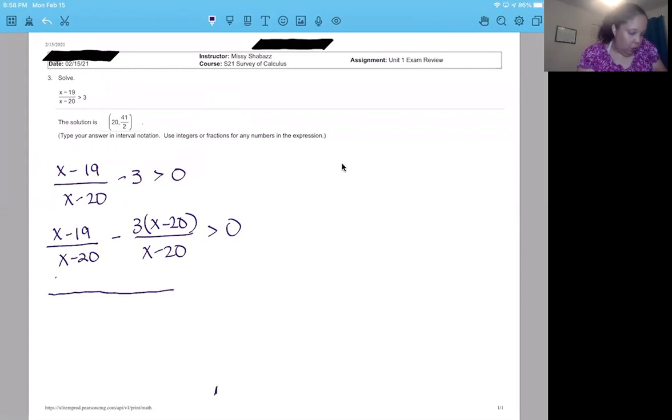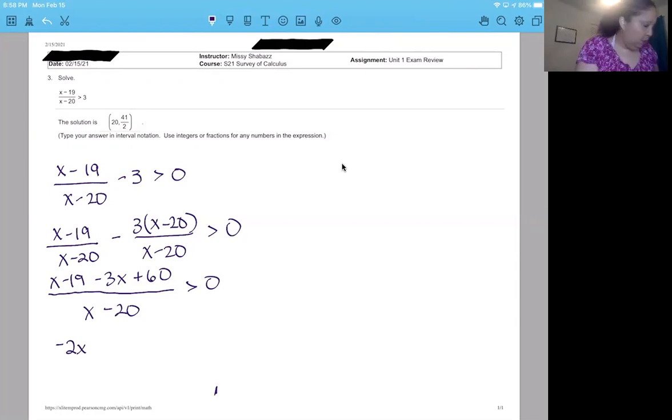So I'm going to add like terms in the numerator. Let's go ahead and distribute that -3. So -3x + 60 over x - 20. So I wrote it all over the same common denominator. So what do I have? I have an x - 3x, which is a -2x. And I have a 60 minus 19, so 41. So (-2x + 41)/(x - 20) is greater than 0.